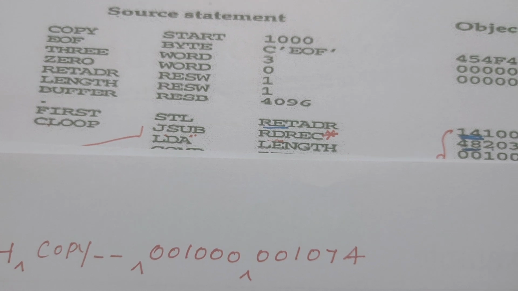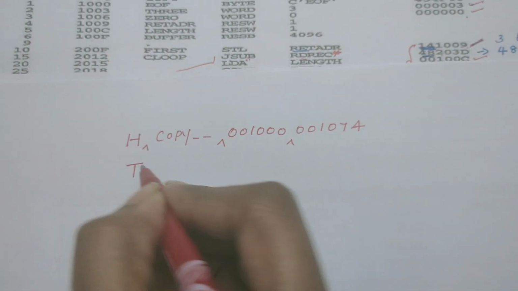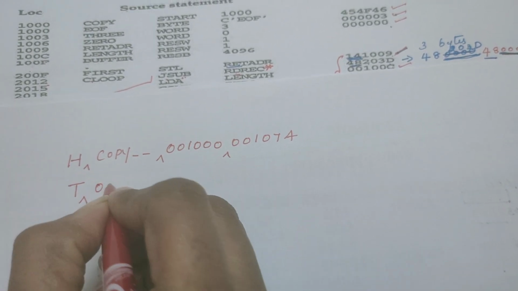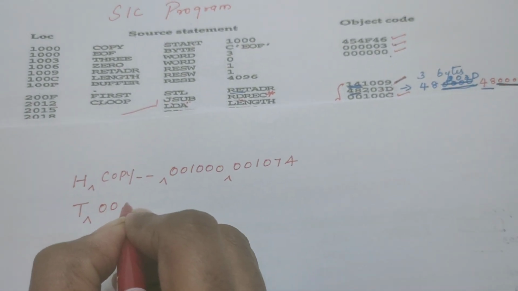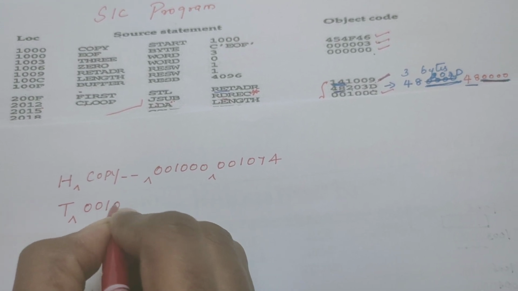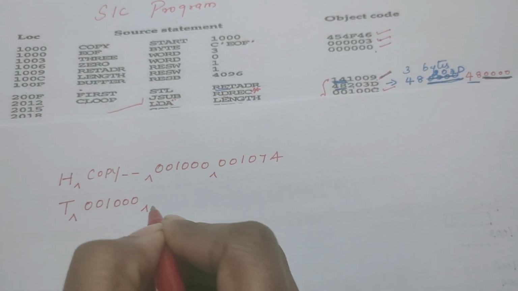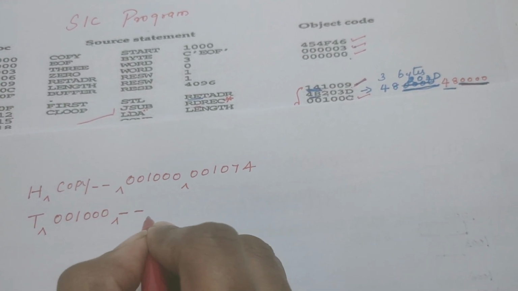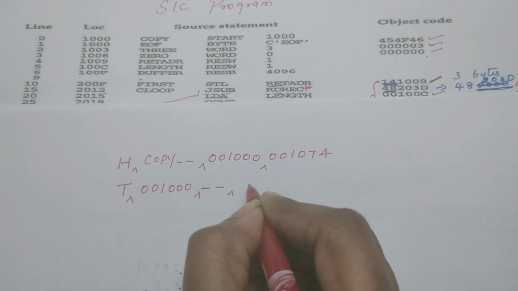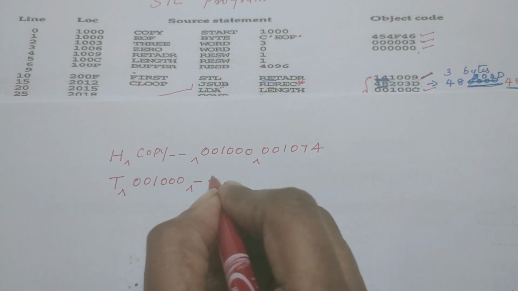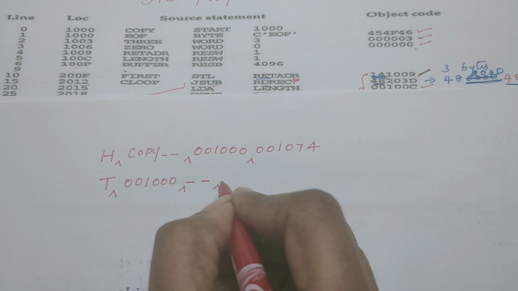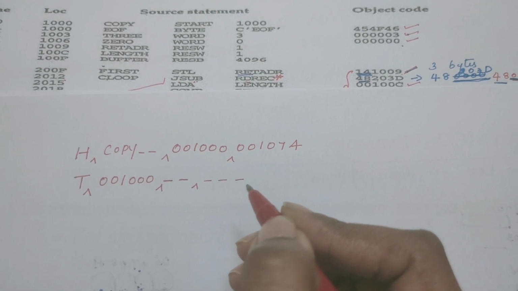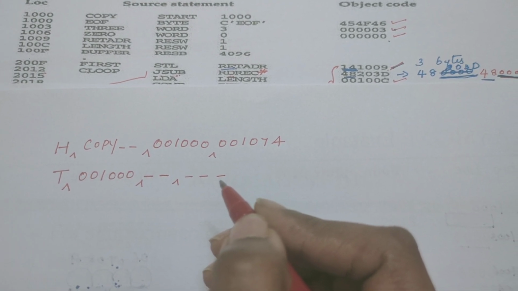Okay, now let us write the text record. Text record begins with the letter T. After that, we have to write the starting address of the text record. What is the starting address of the text record? 001000. Then we have to write the length of the text record. As of now, I'm not writing anything here because I don't know how many object codes I will accommodate in the text record, so I am leaving it empty. After the length, we have to reserve 3 columns for relocation bits. Relocation bits also let us fill a little later.